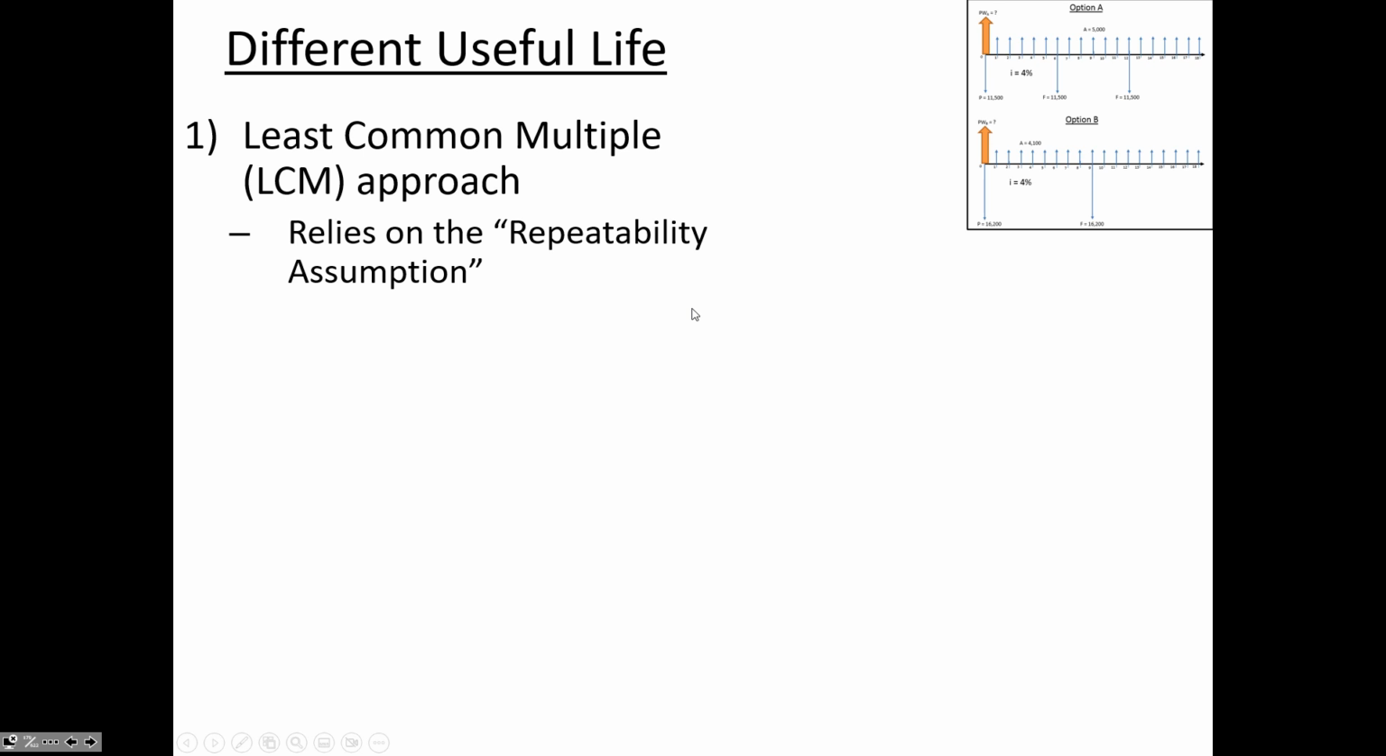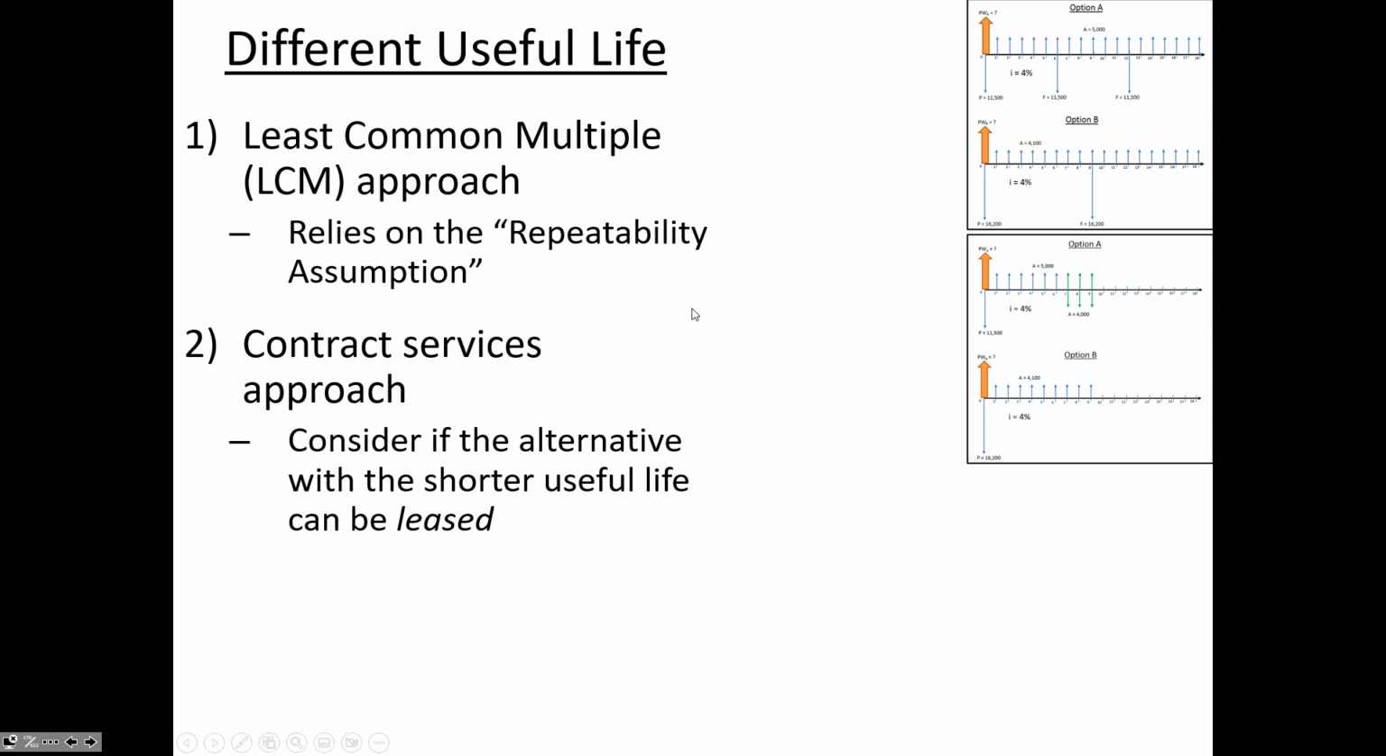You use the least common multiple approach to cycle the alternatives, where you're assuming that the item can be acquired more than a single time. Contract services is the alternative which takes the shorter option and lengthens it. And from the homework, let me give you a hint.